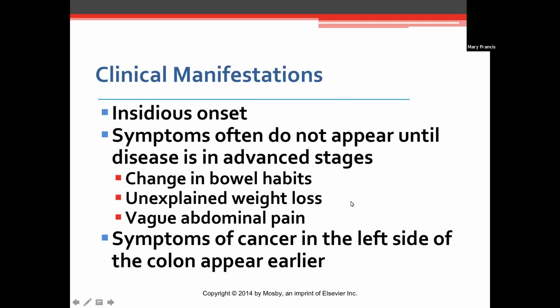The clinical manifestations: it's an insidious onset, very slow. They might not even observe it, they just understand that they're a little more fatigued. And the symptoms might not appear until the disease is very advanced, which means they already might have metastasis before they're even aware that they have the disease. Some of the signs that they could have are a change in bowel habits, either constipation or diarrhea, unexplained weight loss, vague abdominal pain, and symptoms of cancer in the left side of the colon appear earlier on the presentation.